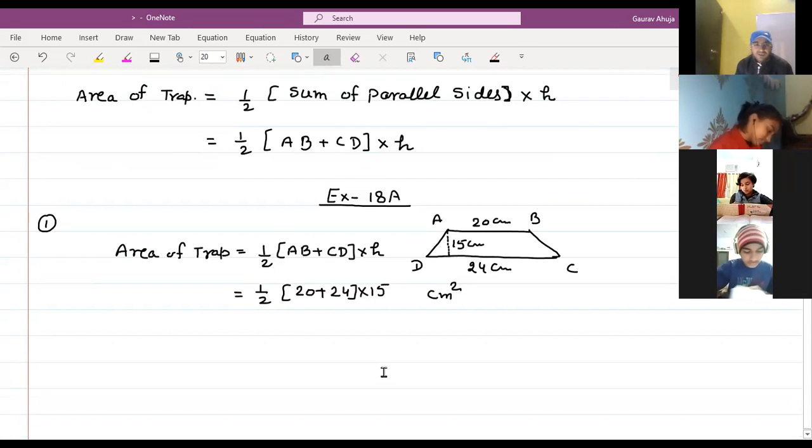Now try the second question. I know there will be no query because you are all more intelligent than me. Sir, 330 centimeter cube. Next is the area of a trapezium whose parallel sides are given, and the distance is given. Now you can draw a diagram. Again we'll find the area of trapezium.